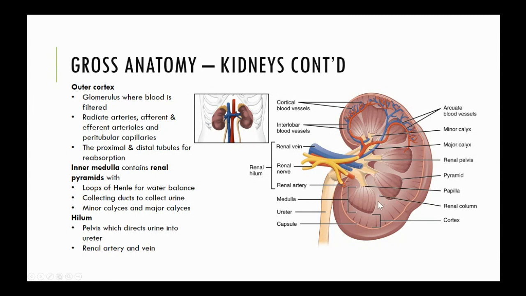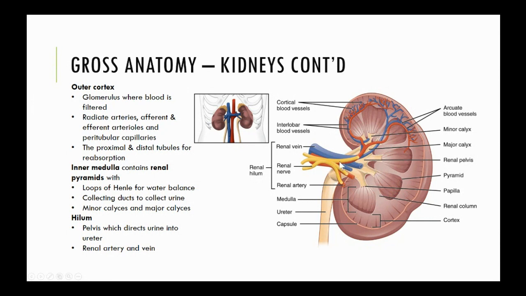Okay. And in there, we have what's called the loop of Henle for water balance, collecting ducts to collect the urine, and we have some major and minor calyces. We're going to talk about those a little bit more, but there's a minor calyx and a major calyx here. And then we have the hilum.